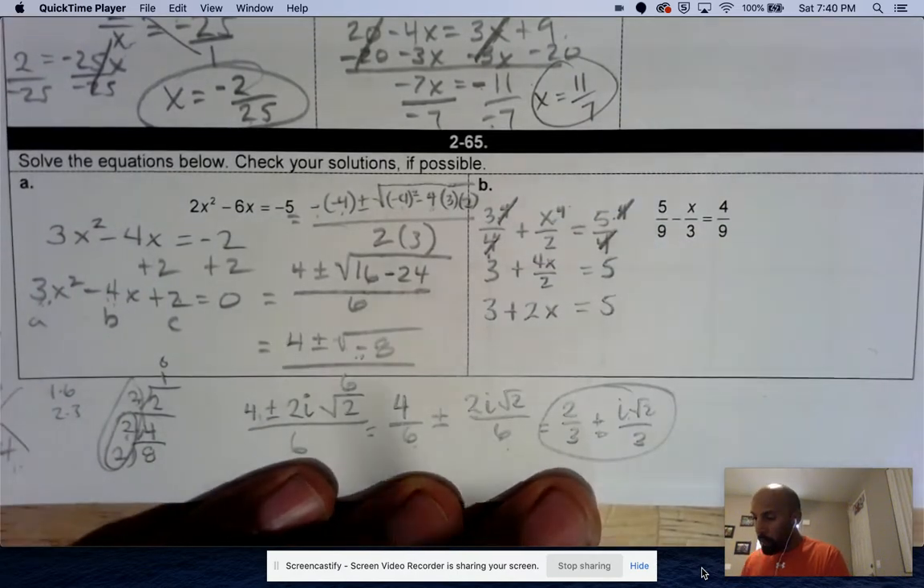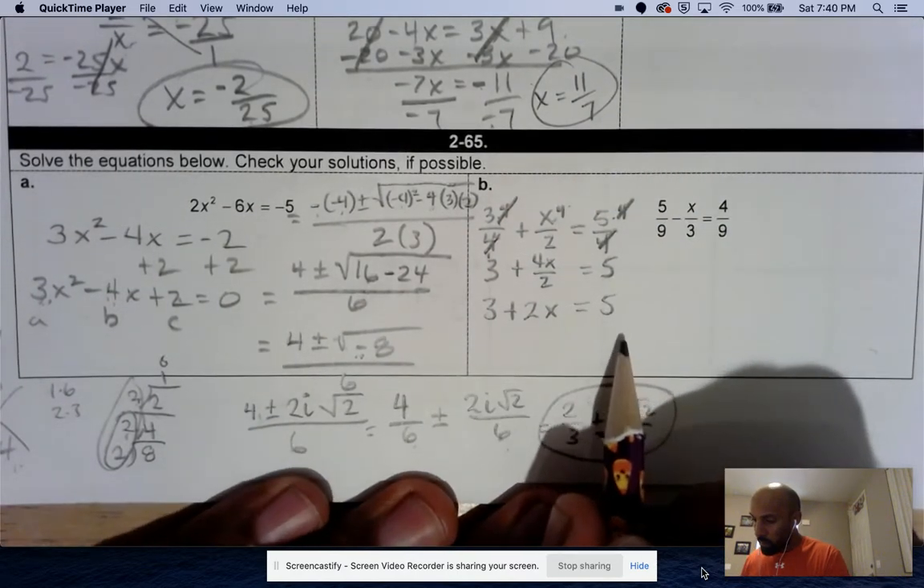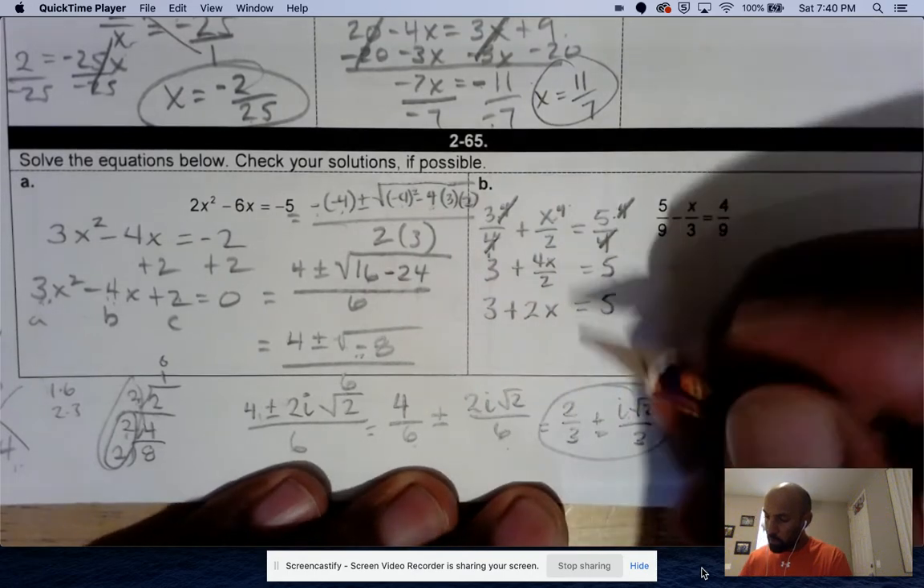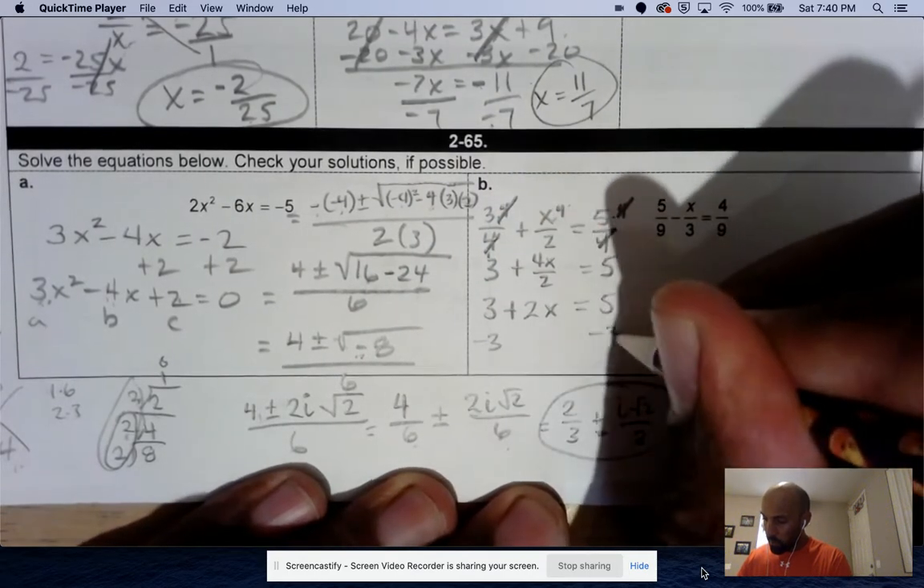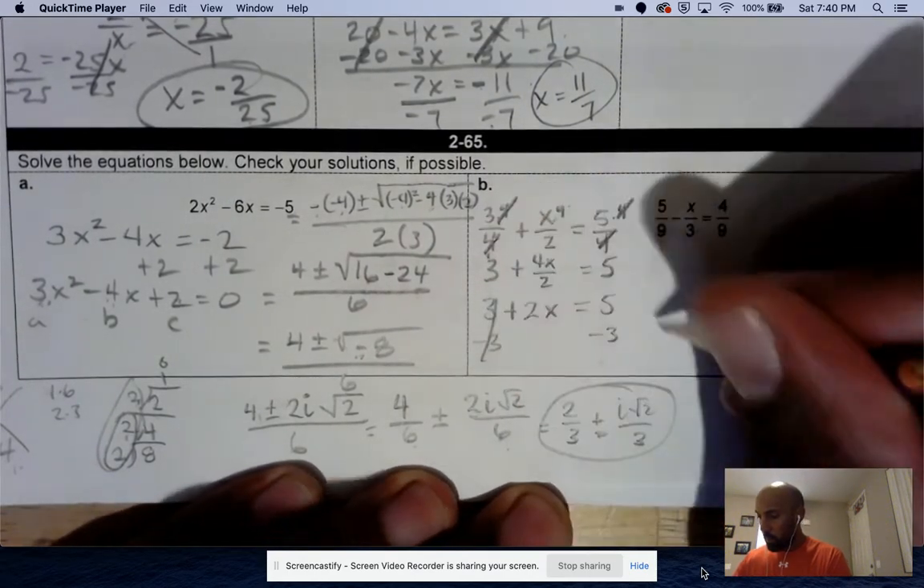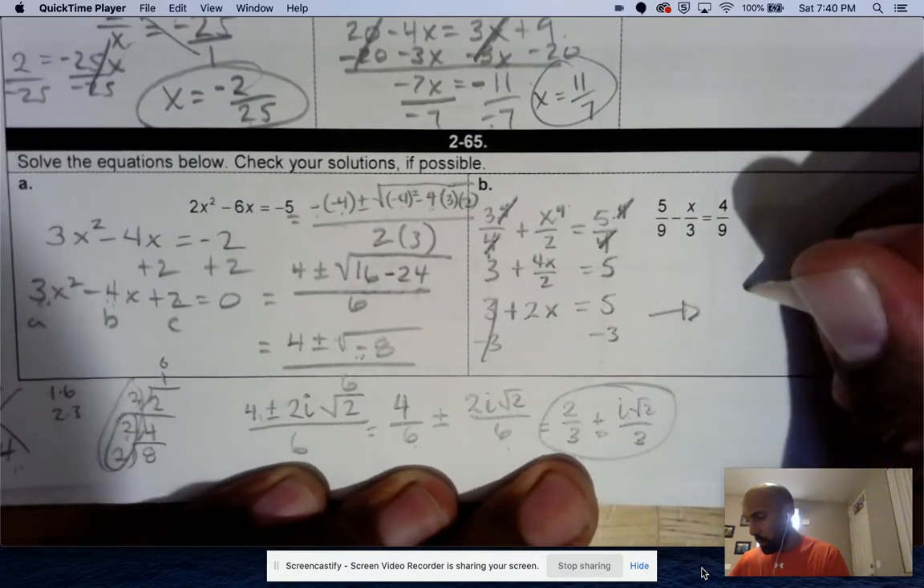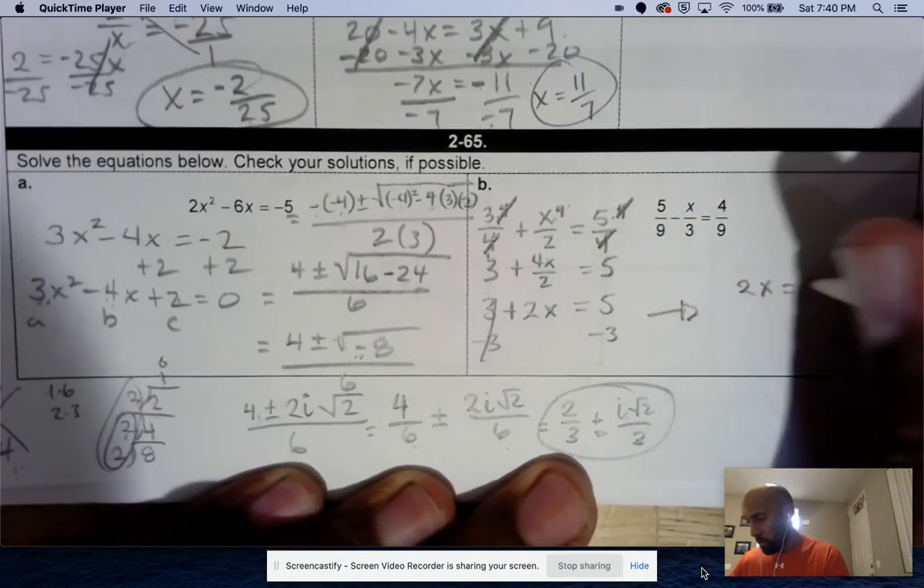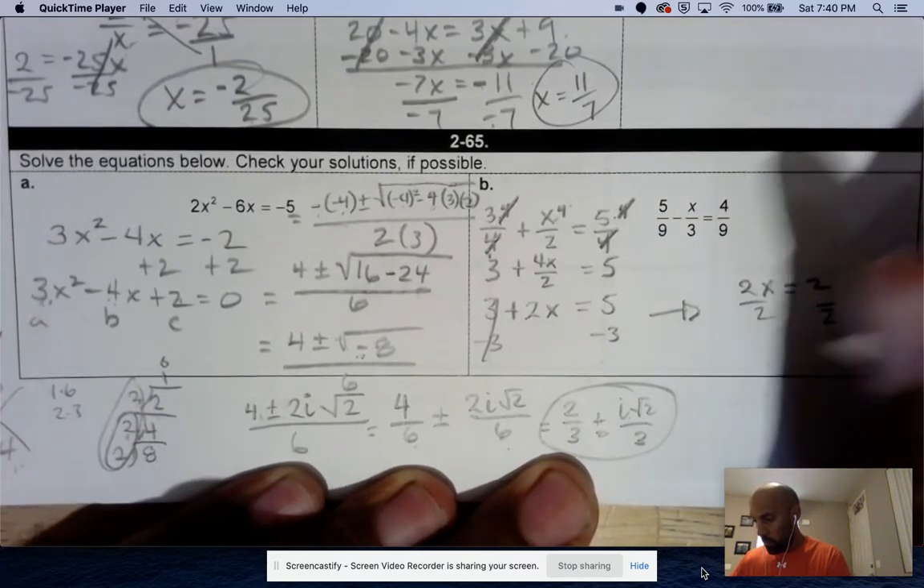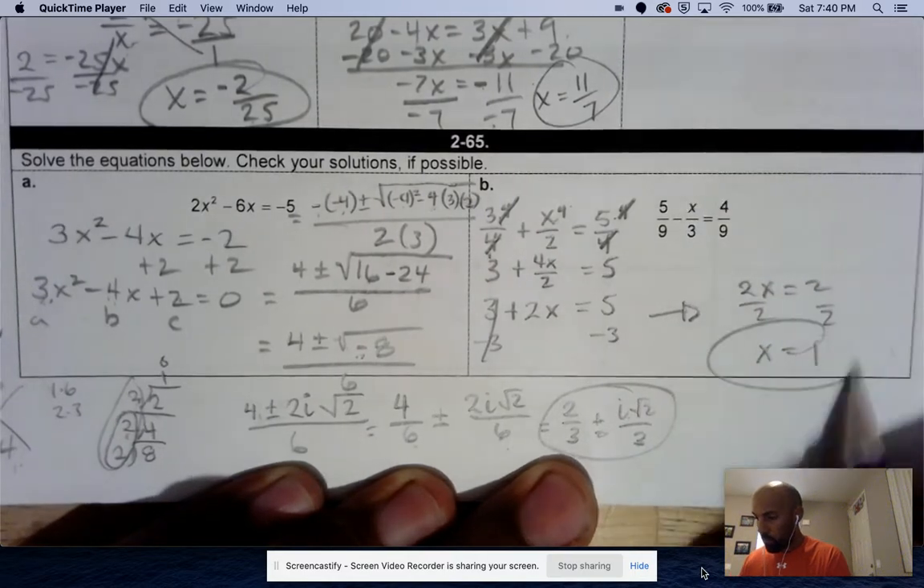Okay, so now, next thing I want to do is just solve the equation. Looks like a pretty simple equation, right? Okay, so now that becomes 2x equals 2. Divide by 2, x equals 1. Okay?